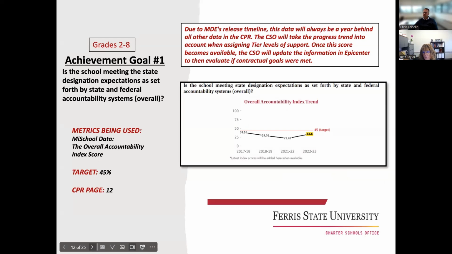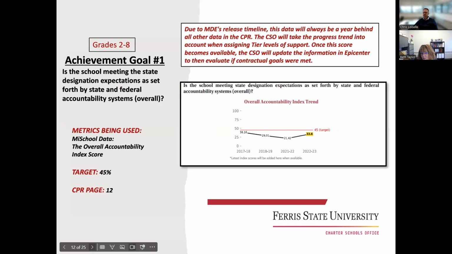For grades 2 through 8, achievement goals. So now we're moving on to the second set of goals. These would be the 3 targets in this area. Goal number 1 is the school meeting the state designation expectations as set forth by state and federal accountability systems overall? We're using the My School data, and the target for all academies here is 45%. This is found on page 12.